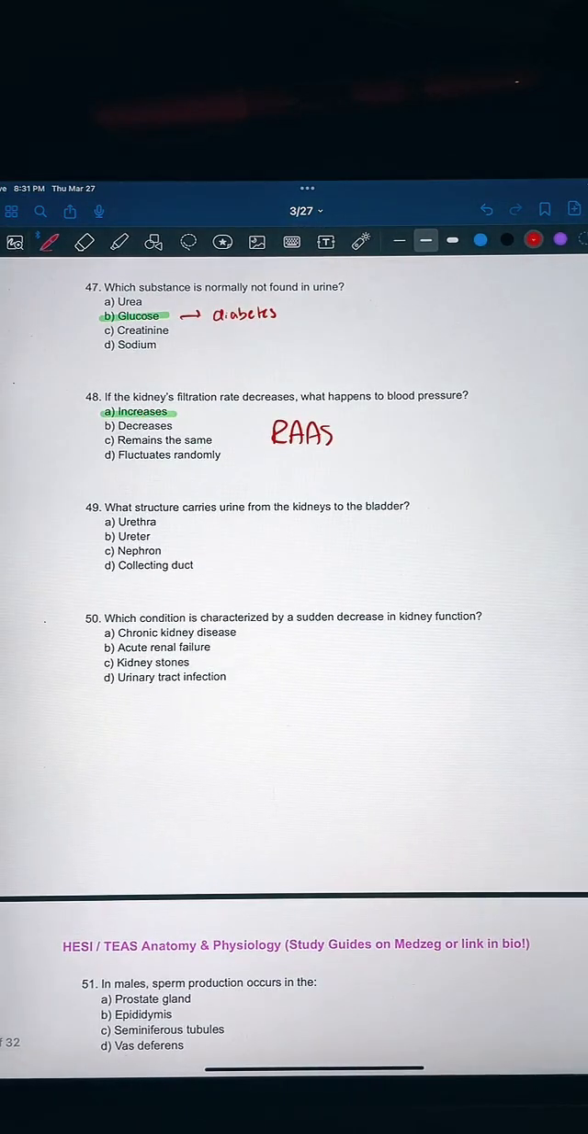Alrighty. Moving on to number 49. What structure carries urine from the kidneys to the bladder?